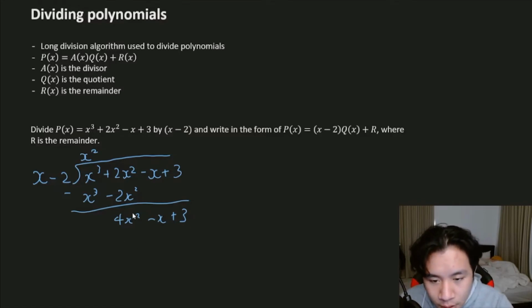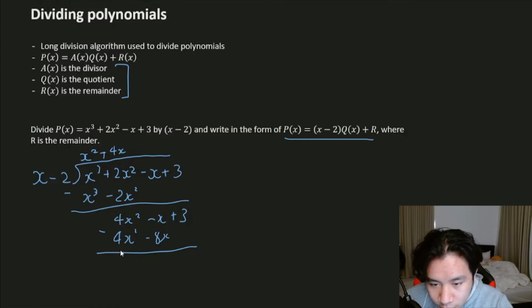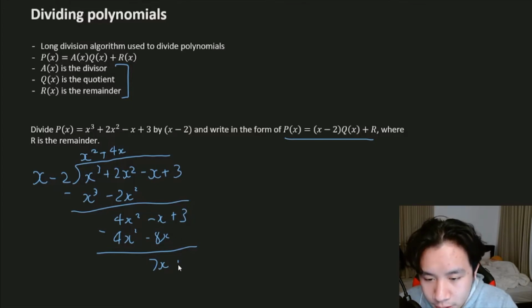So you want to divide 4x squared with the highest power here, x. So that is just plus 4x. And then from here, I'll be timesing 4x with x and minus 2. So that is just going to be 4x squared, because 4x times x. 4x times minus 2, that is just minus 8x. And then I want to minus these two. So that will give you nothing. Minus x minus minus 8x should give you 7x. And then the 3 just drops down.